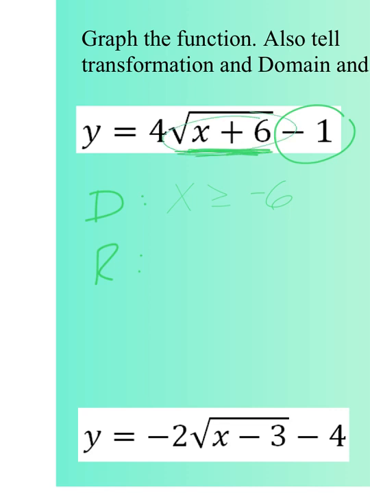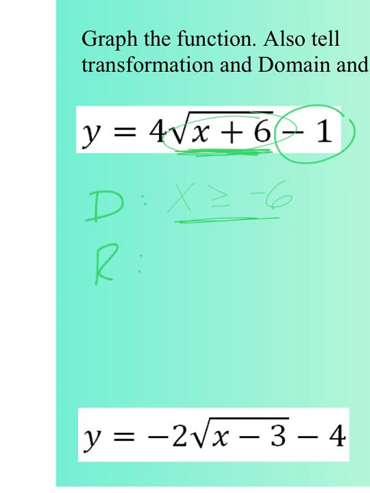Take a look up here. I can plug in -6, right? -6 plus 6 would be 0. And that's the lowest number I can square root. If I try to plug in -6.1, okay, that's too low, because then I'll get a negative under the square root. So -6 is the lowest thing I can plug in, and otherwise I can plug in anything bigger than that and get a value for this equation. Anything else does not work, okay?